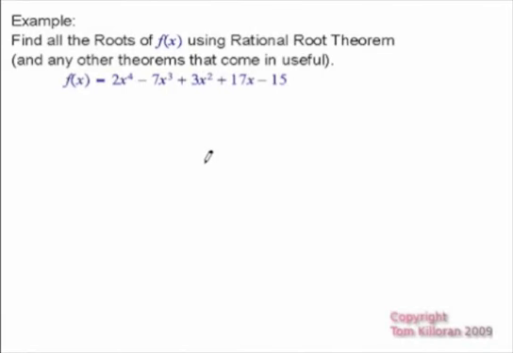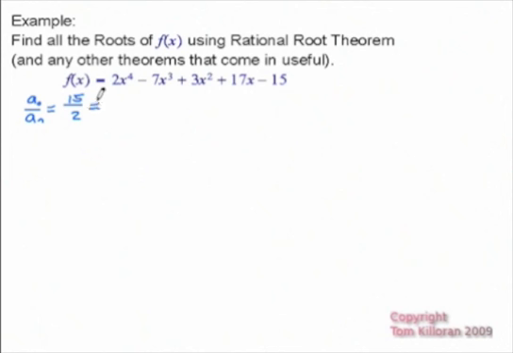Example of using the rational root theorem and a few other theorems to factor out or find the roots of this function f of x. So we're going to start off like normal and do the a sub 0 over a sub n part. And a sub 0 in this case is 15. Remember, we don't care that it's positive or negative. We'll take care of that later. And then the a sub n is 2.